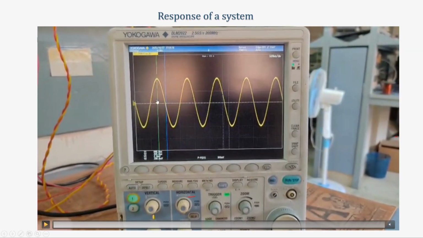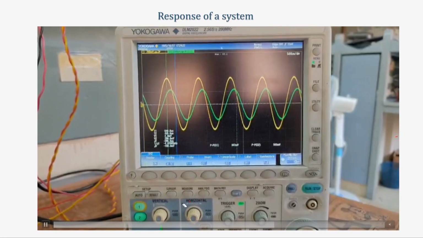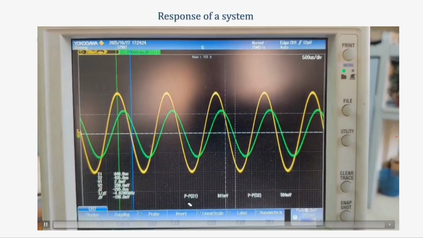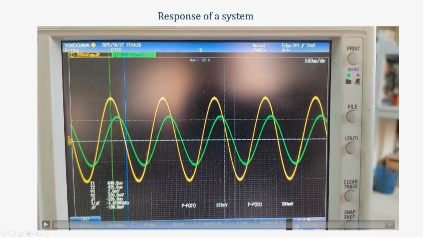So, this is the input given to the system, a sinusoidal input, and now I will start channel 2, which is the output of the system. Notice the output of the system, it is also a sinusoidal signal, however, the magnitude is less, and I see the scales are the same. So, there is no difference in scale.